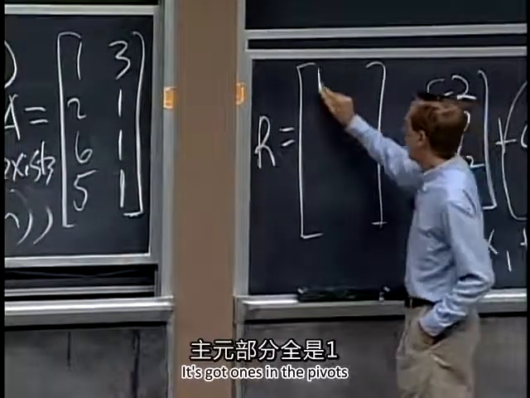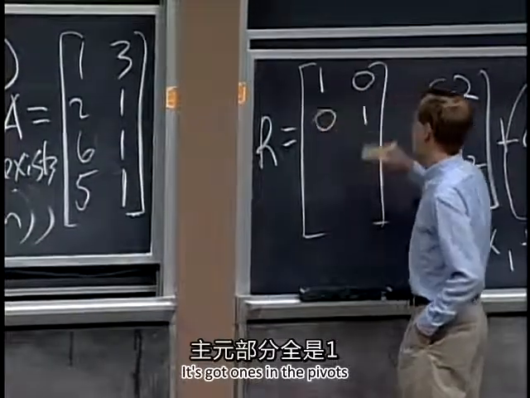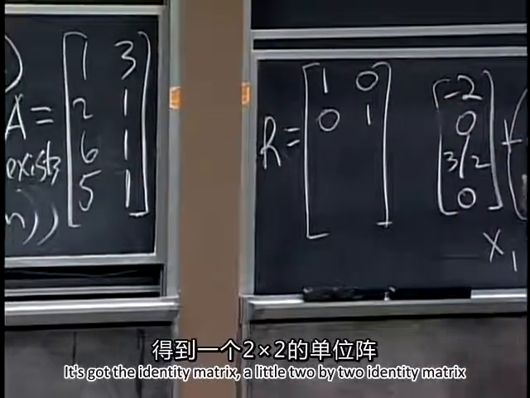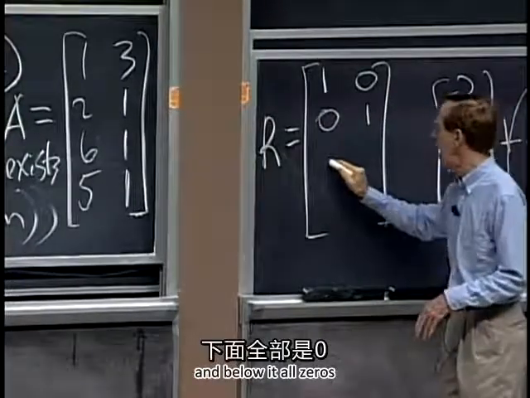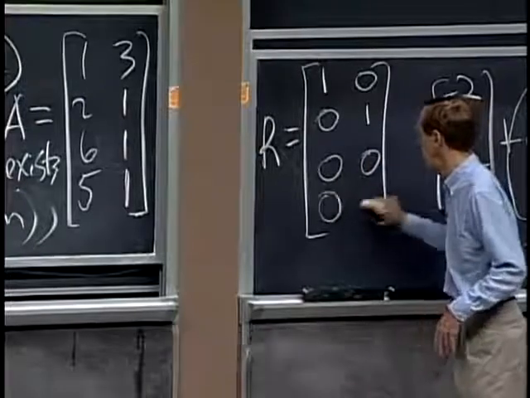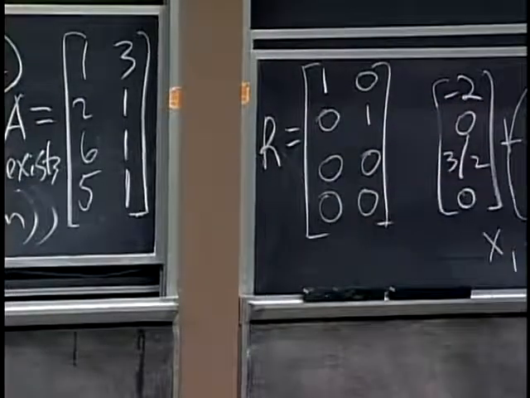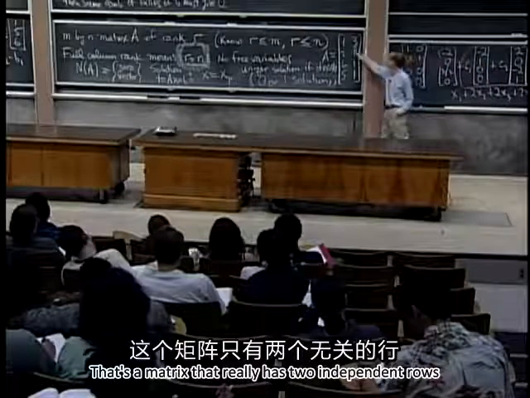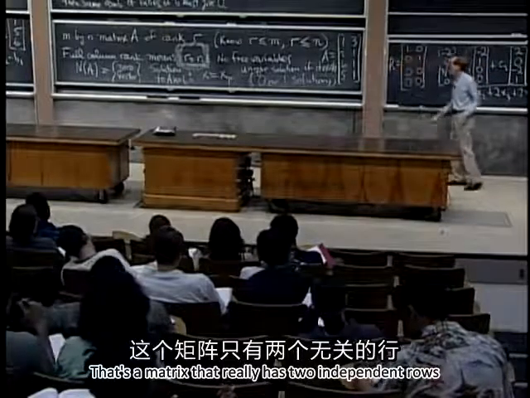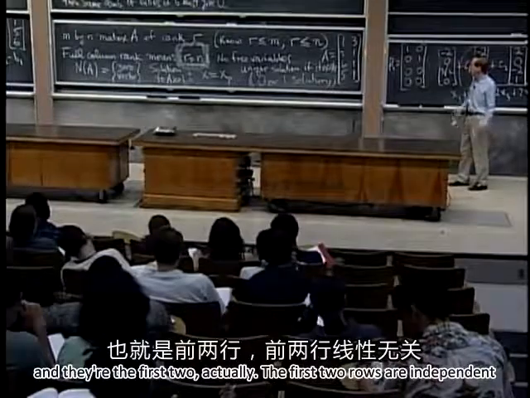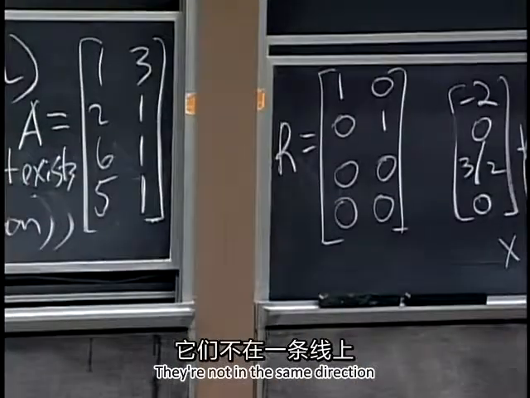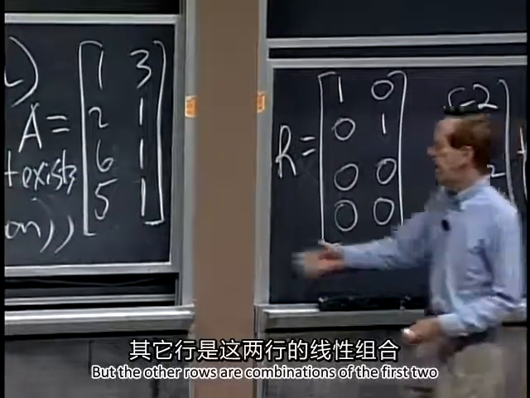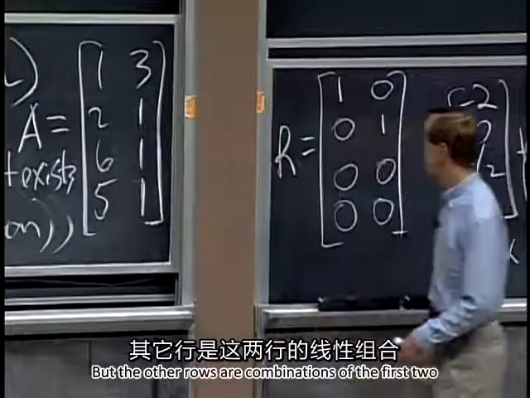It's got 1s in the pivots. It's got the identity matrix, a little 2 by 2 identity matrix, and below it, all zeros. That's a matrix that really has 2 independent rows, and they're the first 2, actually. The first 2 rows are independent. They're not in the same direction. But the other rows are combinations of the first 2.